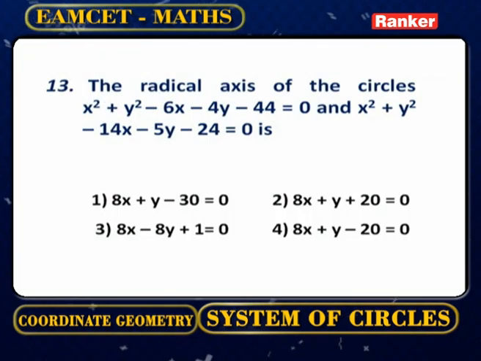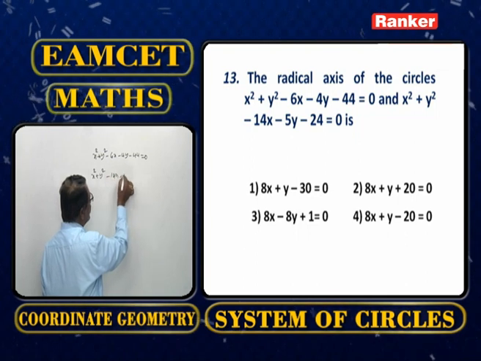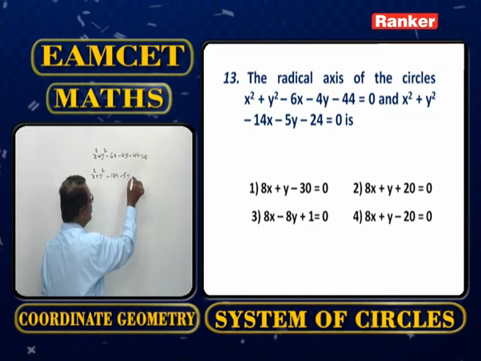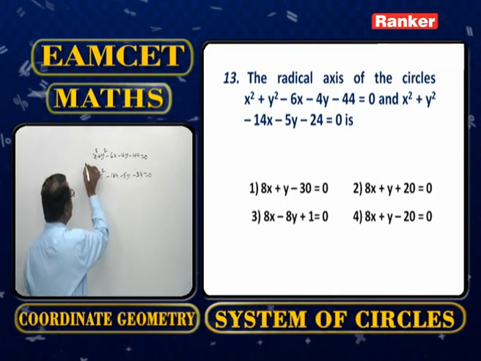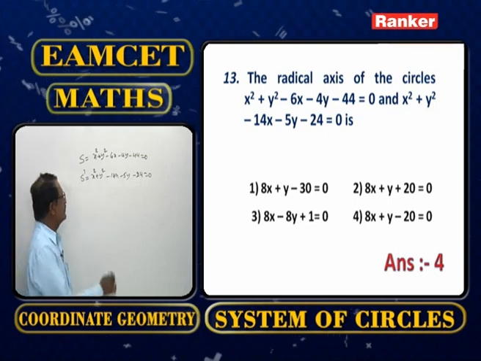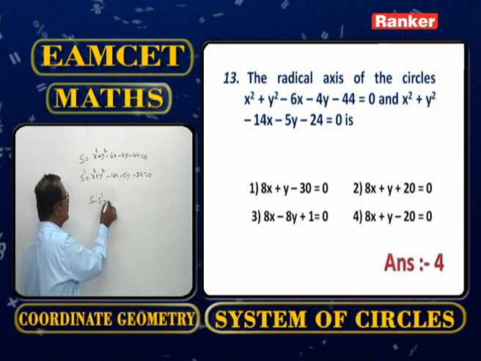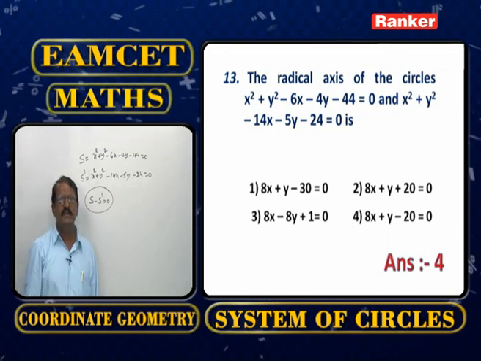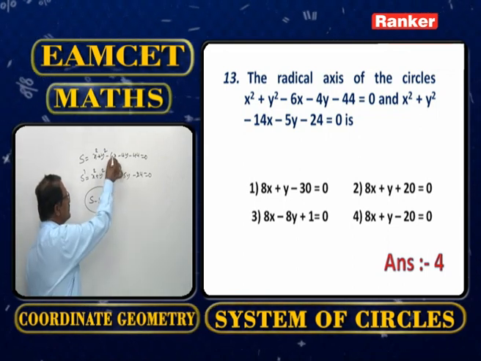The radical axis of the circles x^2 + y^2 - 6x - 4y - 44 = 0 and x^2 + y^2 - 14x - 5y - 24 = 0. Suppose the two circles are S = 0 and S' = 0. Now the radical axis of two circles is S - S' = 0. From the first circle equation, subtracting the second, we get the radical axis of the circles.